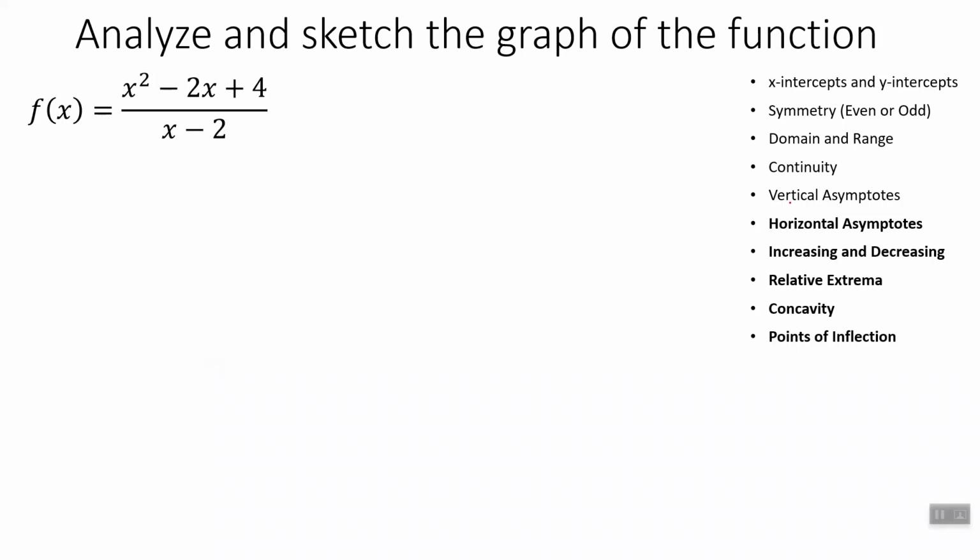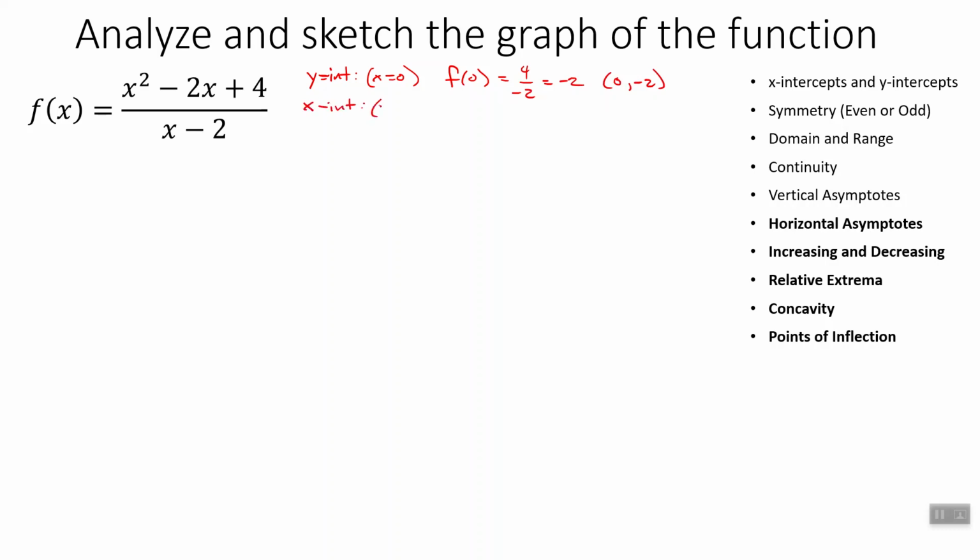So the first things we want to get are the things that we can get from the original function. So we want to try and get any y-intercepts and x-intercepts. So y-intercept is again when x equals 0. So we're going to just plug in 0. We get 4 on top, we get negative 2 on the bottom, so we get negative 2. So we get the point (0, -2). There is a point on our graph.